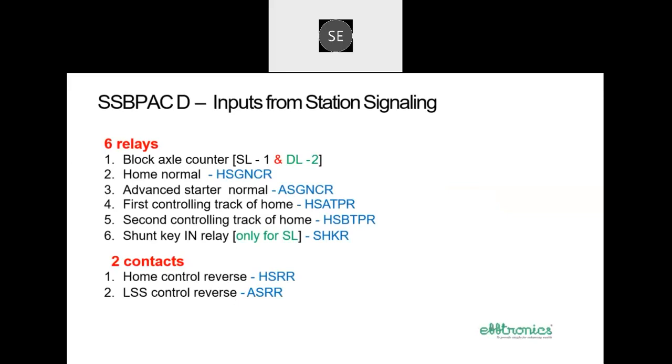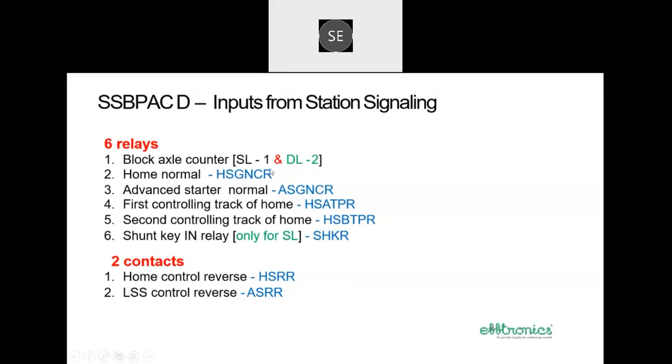A total of 8 inputs are required from station signaling as input to the block instrument. We have seen them already. In case of a single line, block axle counter 1 input will be given, and similarly if it is a double line, up and down lines axle counter inputs are given to the block instrument. So this is the first input, and the second is home signal normal, means home signal and all reception signal statuses and its controls are normal.